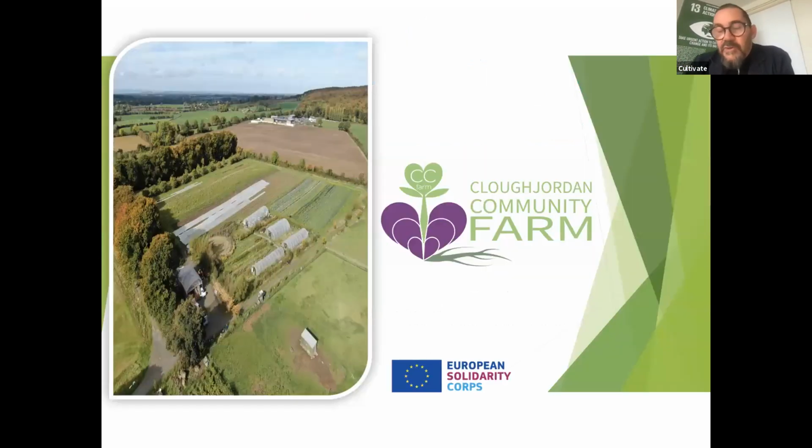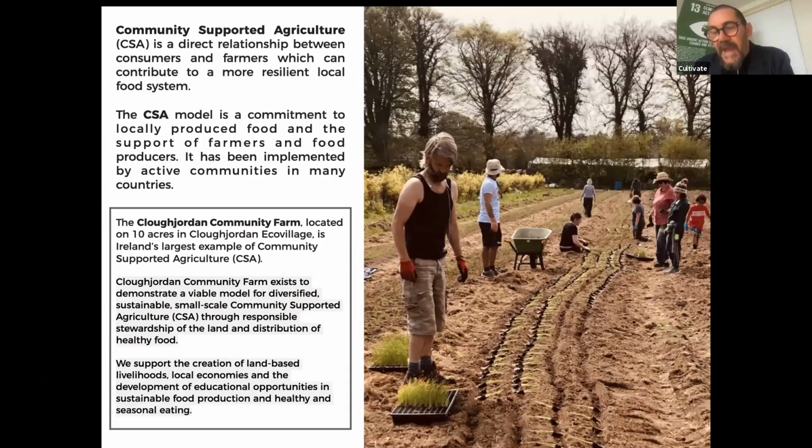Our main European Solidarity Corps project, we've quite a large project run by our community farm, Clough Community Farm. It's one of Ireland's biggest examples of community-supported agriculture. That's where we bring together and change the relationship between the consumer and the producer. It's a subscription basis, so our community gets really involved in our farm. We employ 2 young farmers and 2 part-time volunteer coordinators that run our ESC program.